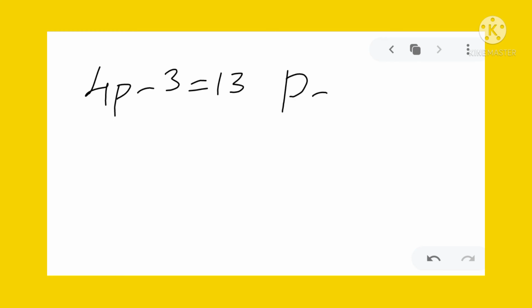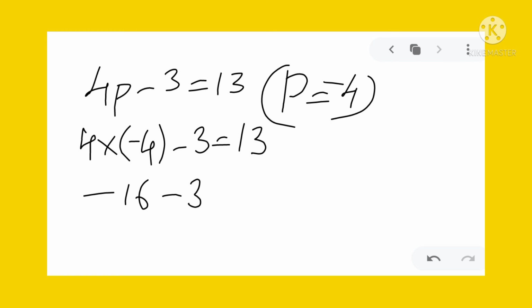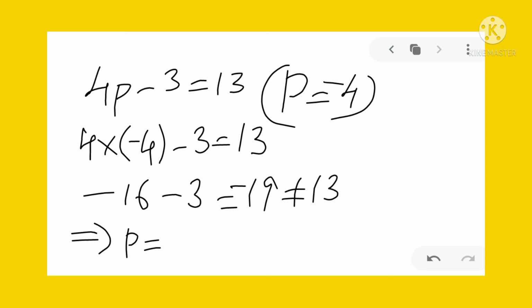Then next, 4p minus 3 equal to 13 where p equal to negative 4. So 4 into negative 4 minus 3 equal to 13. That is negative 16 minus 3. What is negative 16 minus 3? That is negative 19, which is not equal to 13. That means p equal to negative 4 is not the solution of the equation.